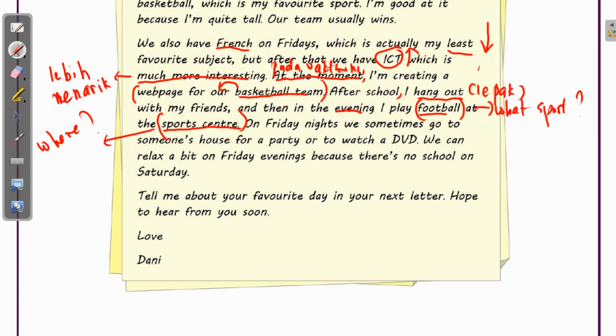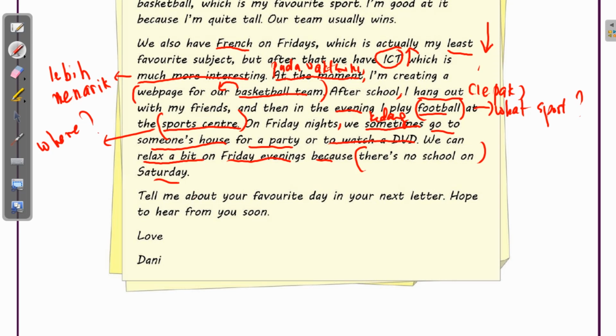So we move on. Friday nights. We sometimes go to someone's house for a party or to watch a DVD. Sometimes, kadang-kadang go to someone's house, pergi ke rumah seseorang for a party, untuk party, or to watch the DVD ataupun tengok DVD. Okay, we can relax a bit on Friday evening because there's no school on Saturday. Alright, so maksudnya adalah dia boleh relax sikit pada hari Jumaat malam because there's no school on Saturday.